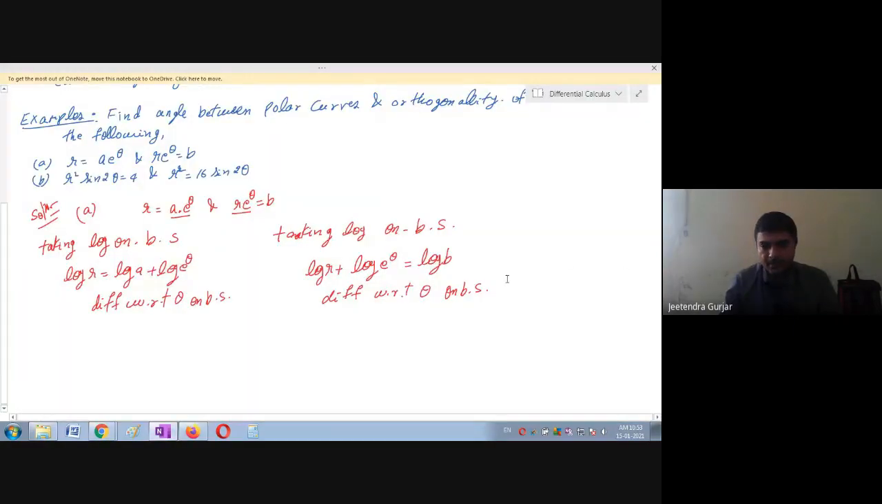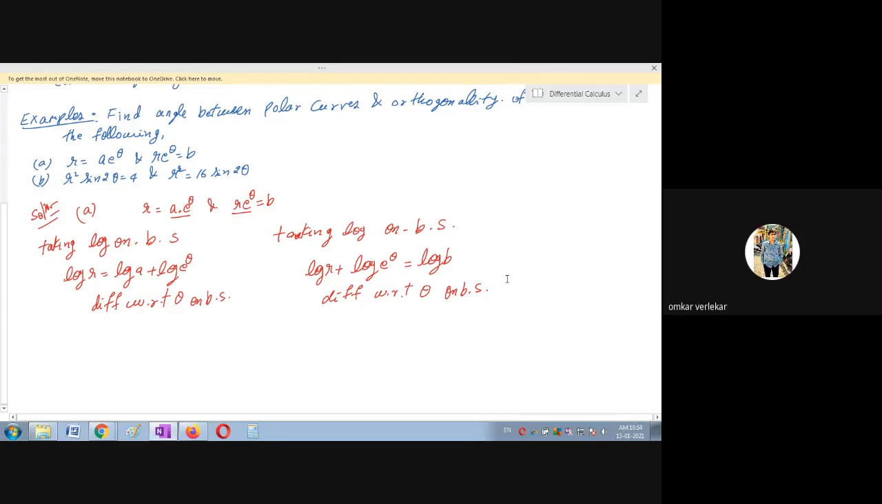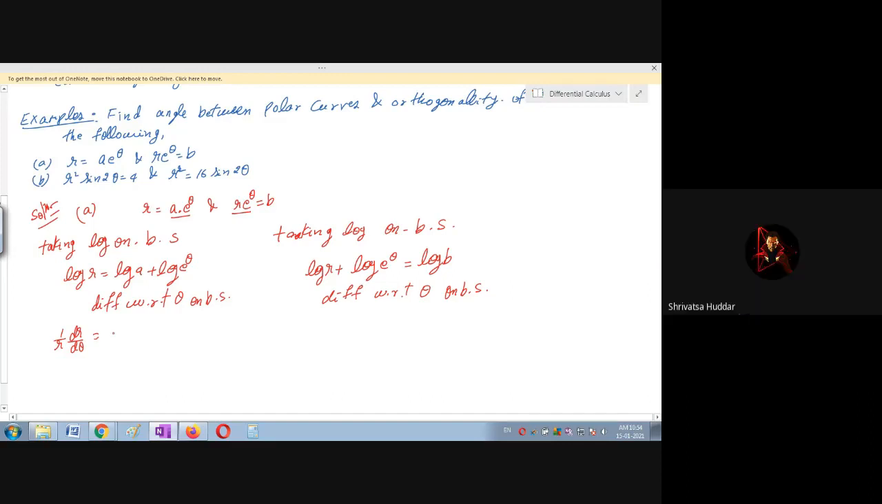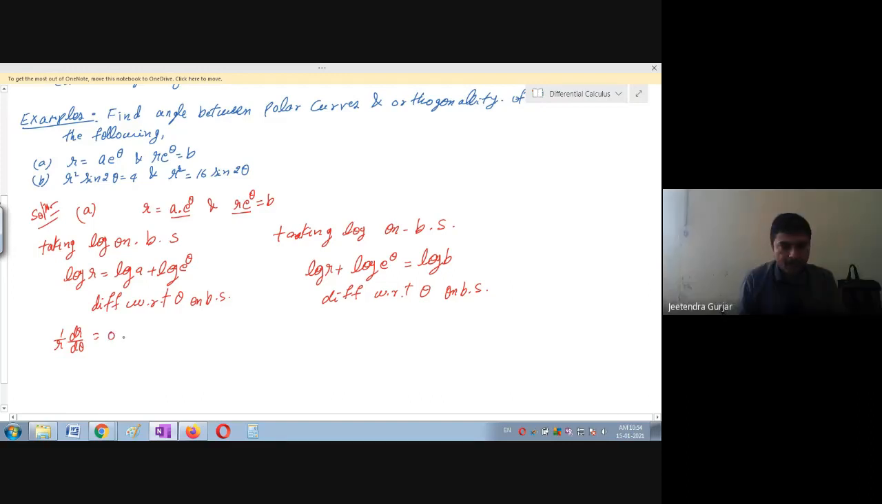Yes, students, can you hear me? Yes, differentiate with respect to theta on both sides. Here also differentiate with respect to theta on both sides. Okay. So now log r, you keep in your mind, log r can be written as 1 upon r dr upon d theta is equal to, what is differentiation of log a? Zero. Very good.